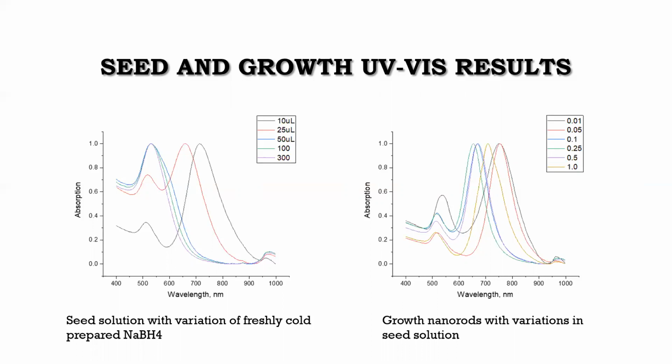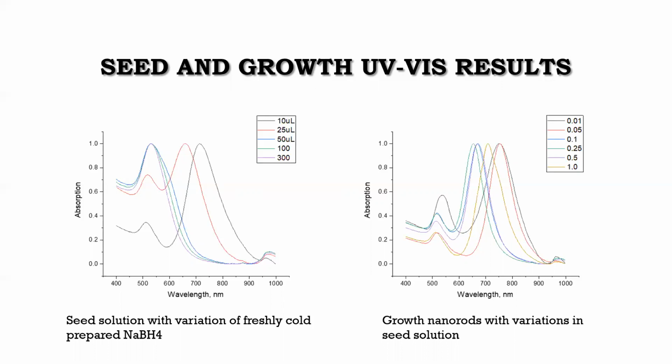Instead, a strong transverse peak was shown at 512 nanometers, indicating spherical particles. According to the trial with the 25 microliter sodium borohydride solution, a longitudinal peak was formed, but the transverse peak was very high, indicating its low yield and less uniformity. Therefore, the optimal amount of sodium borohydride is proven to be 10 microliters.